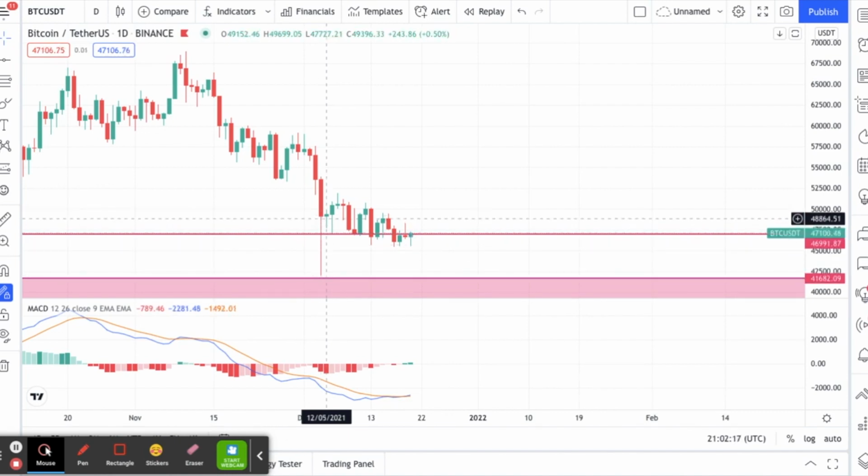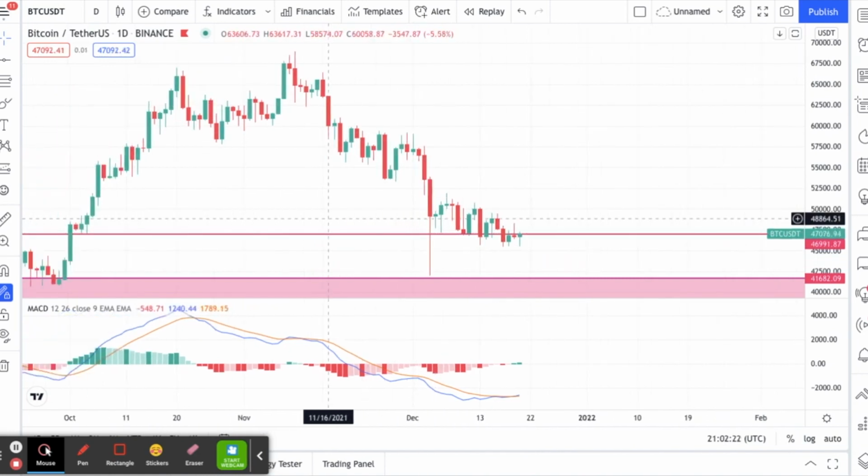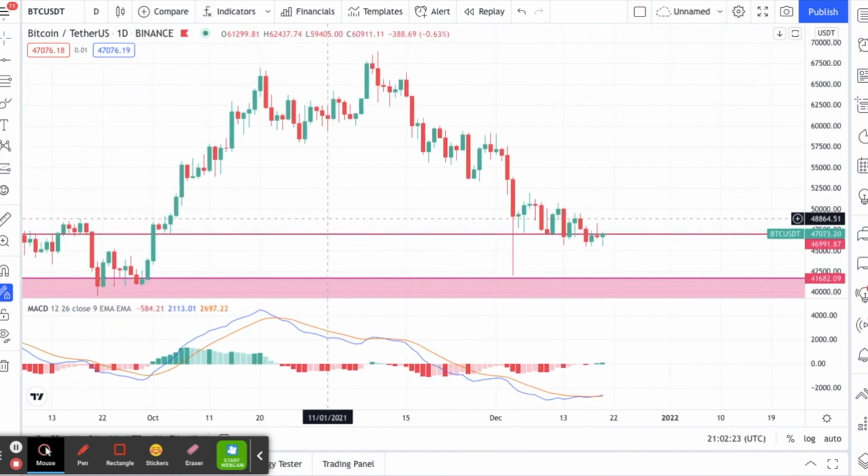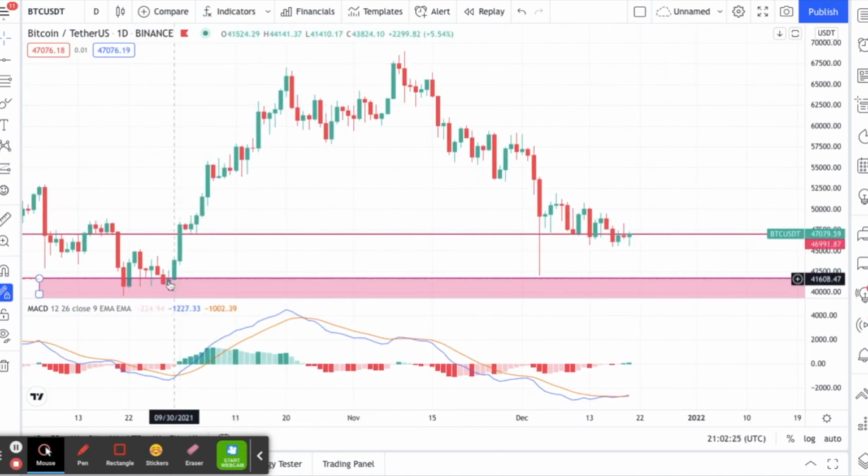Now, on the flip side, a trailing sell works the exact same way, only you're selling. It will continue to trail this price as it goes up until it hits the percentage that you want to sell it at.